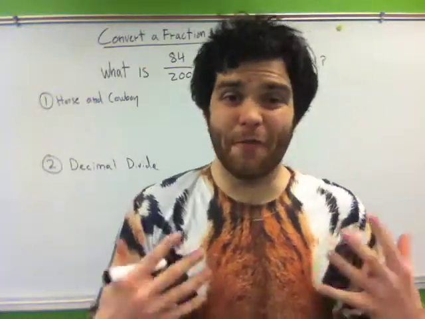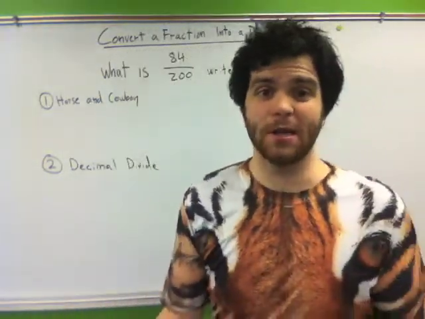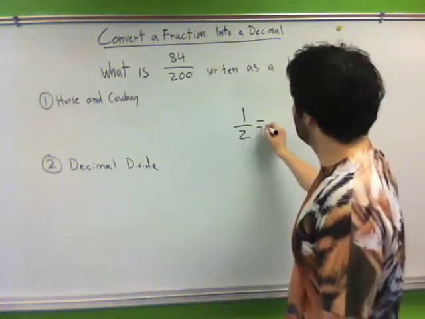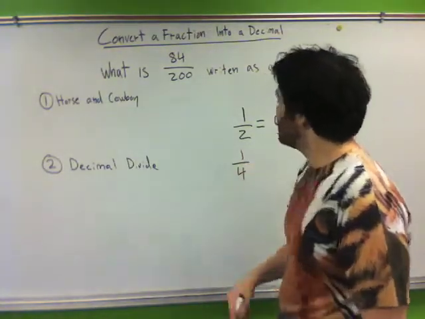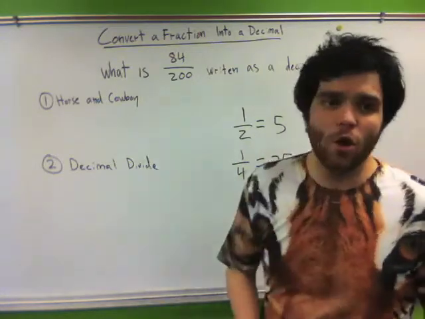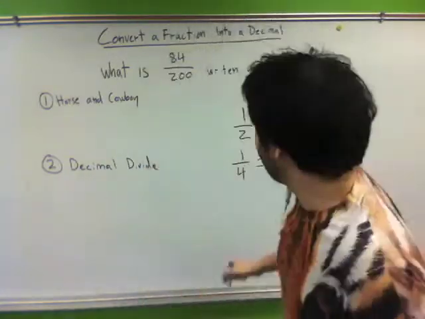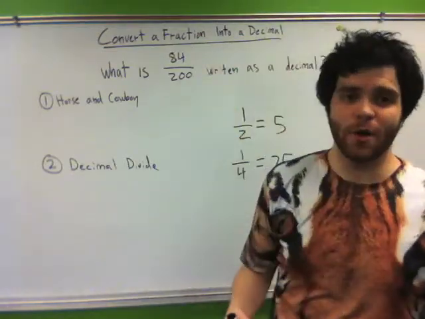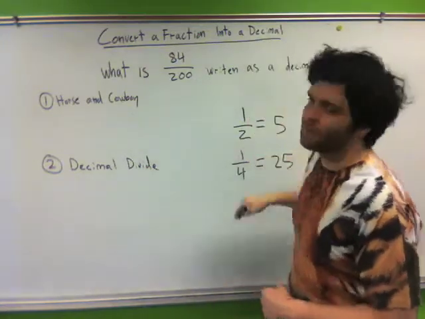How do I convert a fraction into a decimal? We know that some fractions can be converted into decimals. 1/2, you might have heard, is equal to 0.5, and 1/4 is equal to 0.25. We know it can be done, but how do we do it if we're not sure what the decimal is, or if we get a crazy fraction like 84/200? How do we convert a fraction into a decimal?